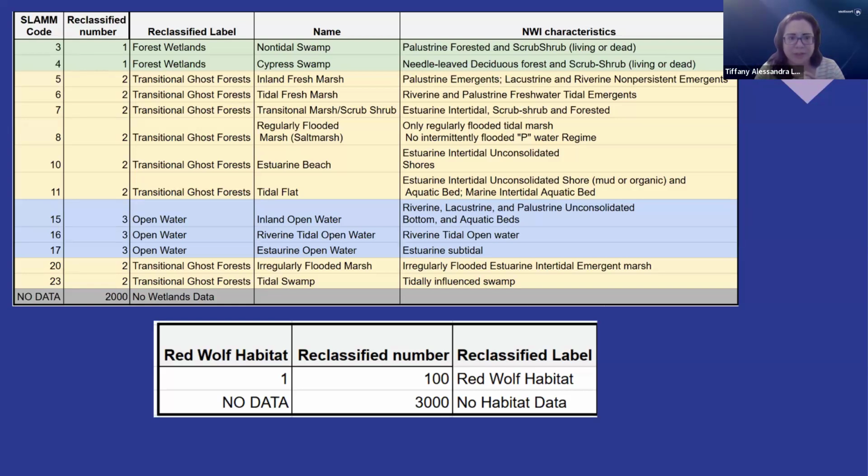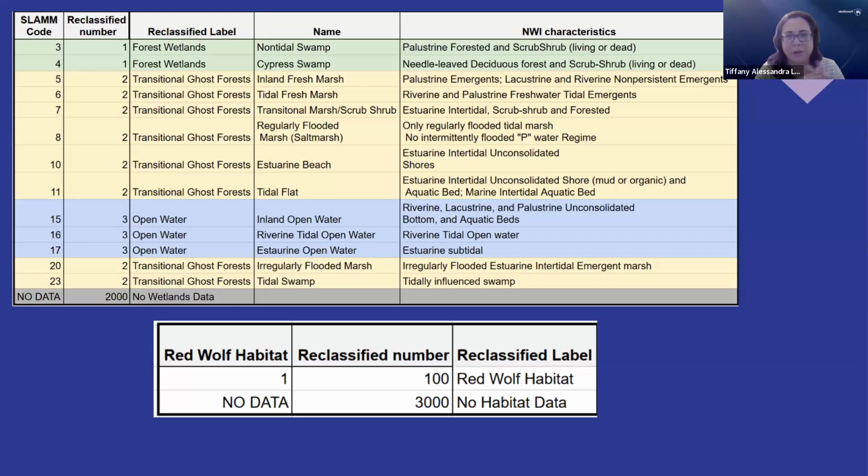I grouped forested wetlands together, those first 2 in green, which are used by the red wolves for cover, hunting, denning, that sort of thing. Then I used transitional ghost forests, which are obviously less desirable habitat, and I put that in light yellow. And then open water, of course, in blue.